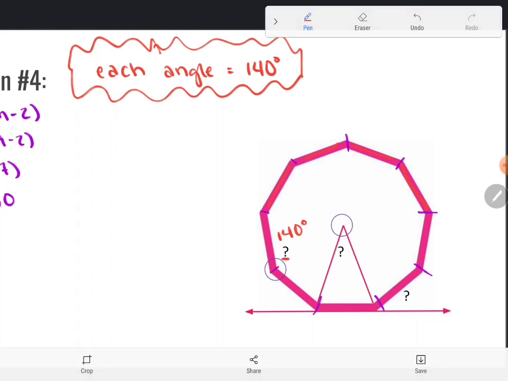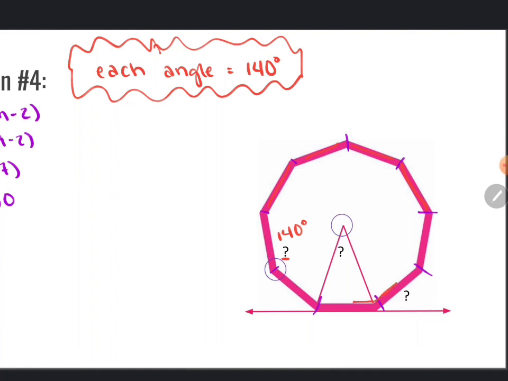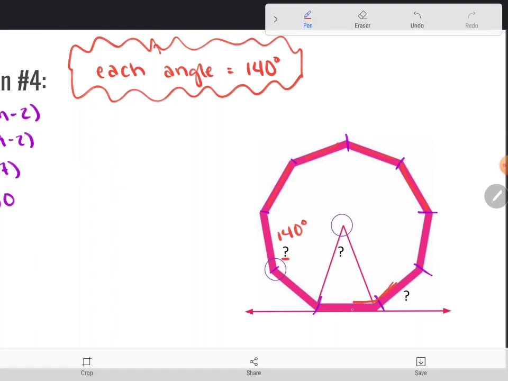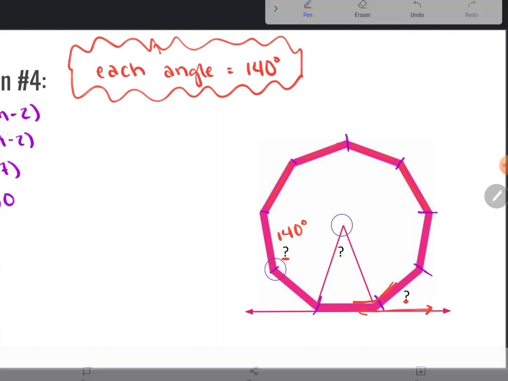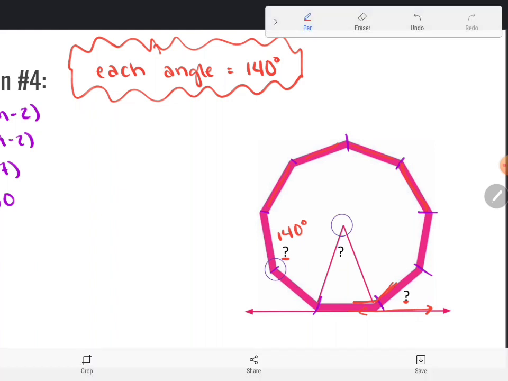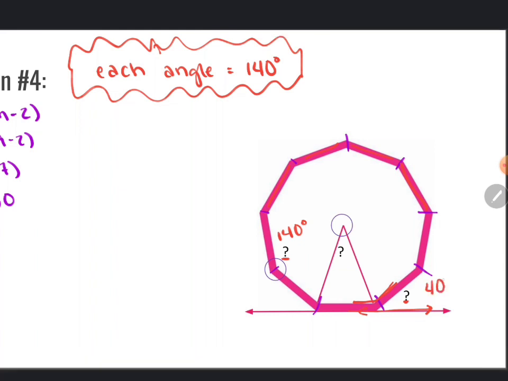Well, now that we know how much each angle is, we can assume that this one is 140 as well. And we can also assume that since we have our line here, that angle plus our unknown should be 180 altogether. So what we're going to do is 180 minus 140, which makes our unknown 40 degrees.